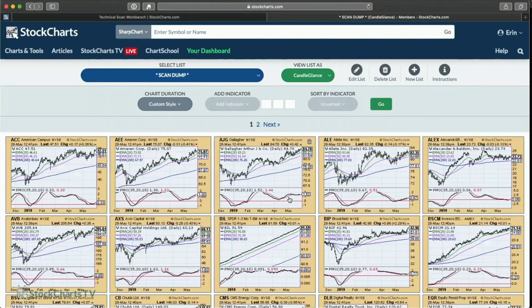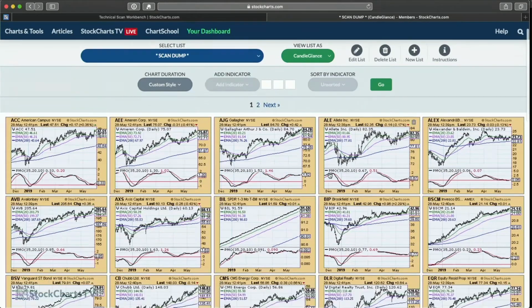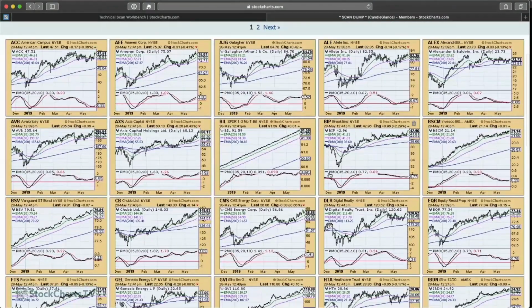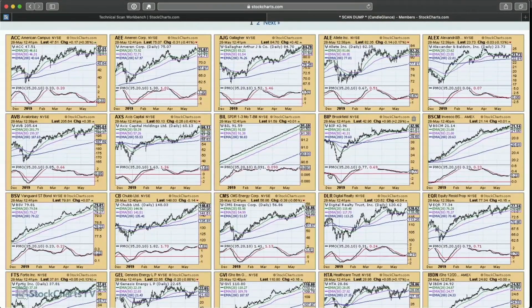So I get to see the PMO, and I get to see the 20, 50, and 200-day EMAs. Now it's time to start paring things down. First, I'm going to look for PMOs that don't look interesting to me because they're a little too high in their range. For example, this one's near the top of the range, so I don't want that one.